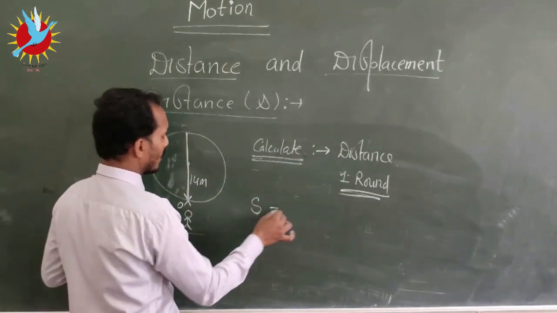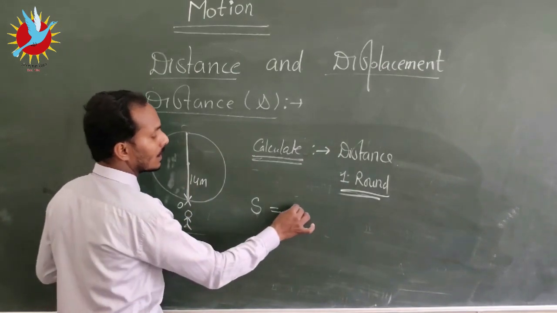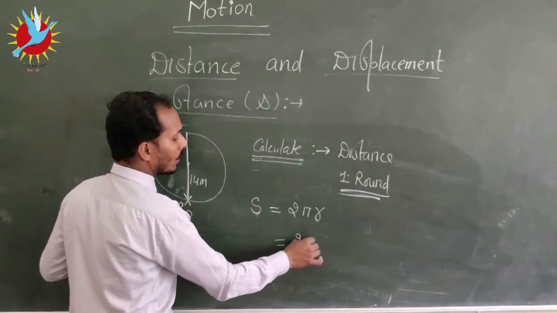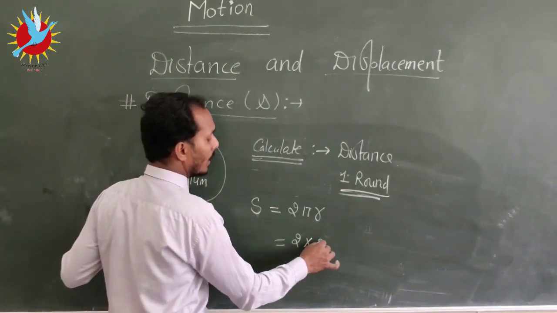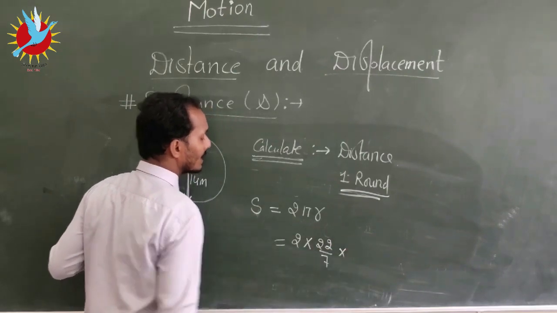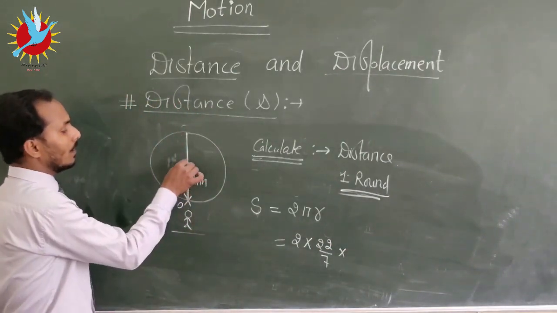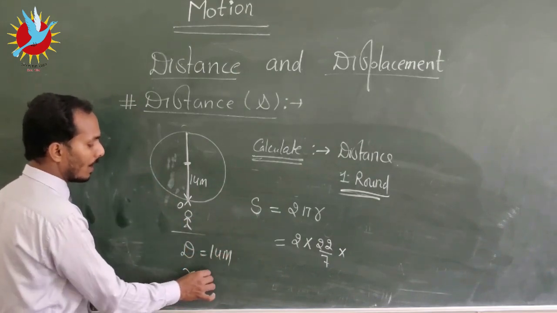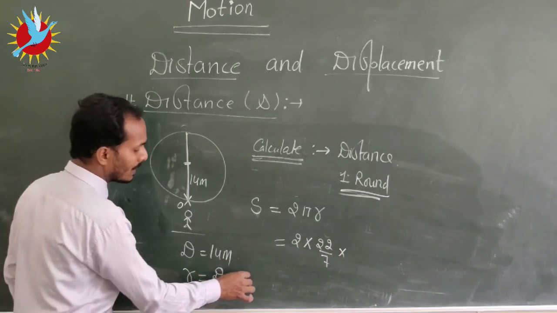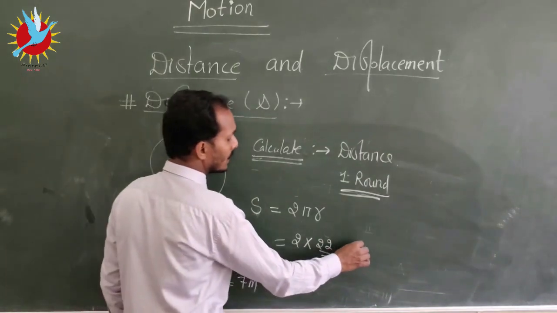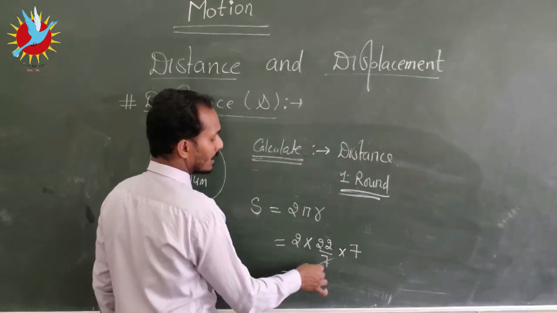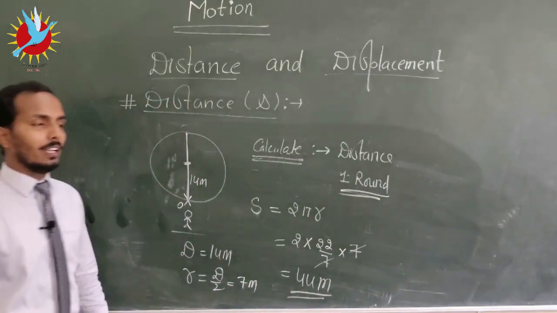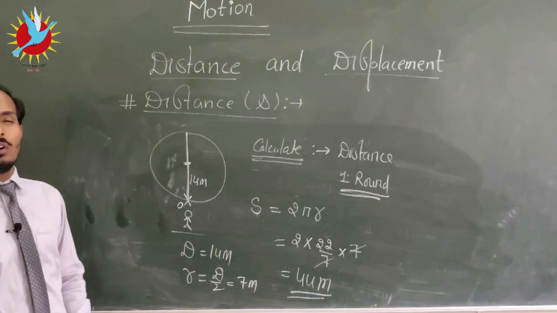The formula for the circumference of a circle is 2 pi r. What is the value of pi? 22 by 7. And what is the value of r? R means radius, and here the diameter given is 14 meters. The formula for radius is D by 2, so it is 7 meter. Put this value 7 meter, then 7 and 7 cancel out, and you get 44 meter. In this way it covers 44 meter.